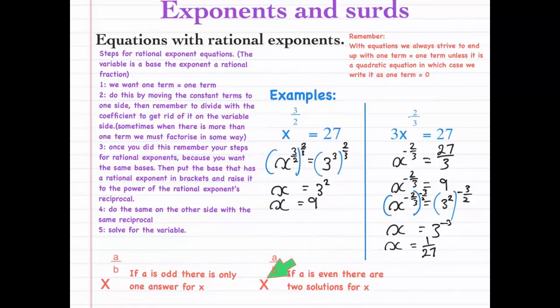But if we get to an example like this, if a is even, like there is an even number, there are two solutions for x, okay, which will be the positive and negative of this number. So basically we can write here, and it will also be minus 1 over 27. And so please don't forget these little rules here. If that numerator is an even number, you will end up with two answers, basically the positive and the negative of the answer that you calculated. Let's go try some more examples.